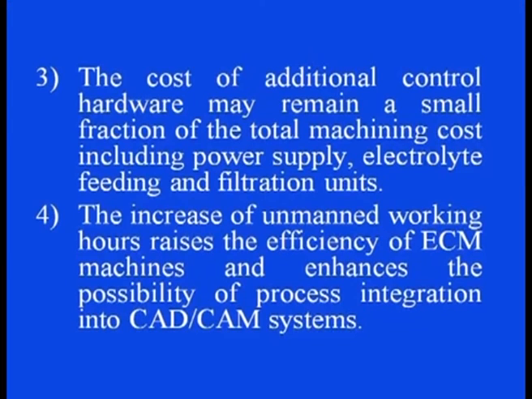Number 3, the cost of additional control hardware may remain a small fraction of the total machining cost, including power supply, electrolyte feeding and filtration unit. Number 4, the increase of unmanned working hours raises the efficiency of electrochemical machining machines and enhances the possibility of process integration into CAD/CAM systems.